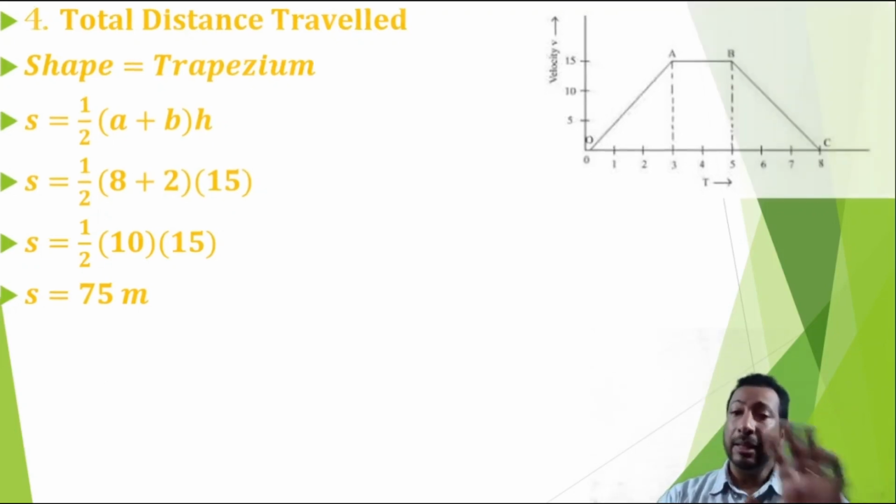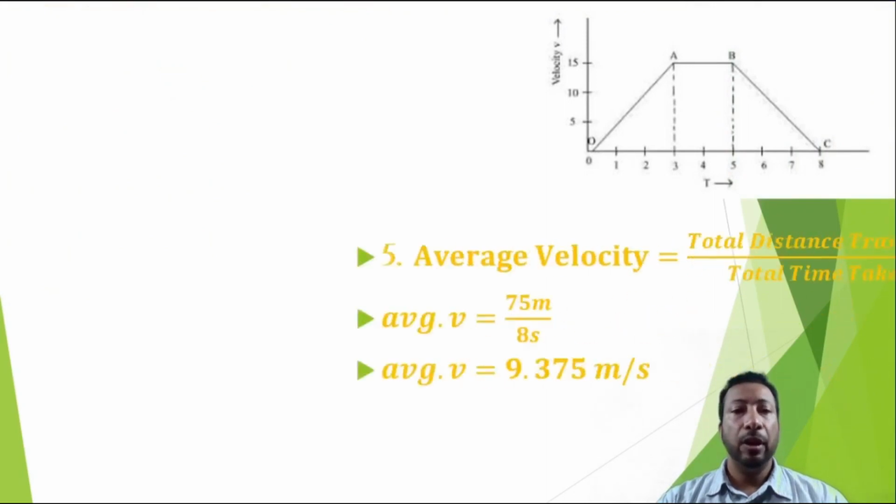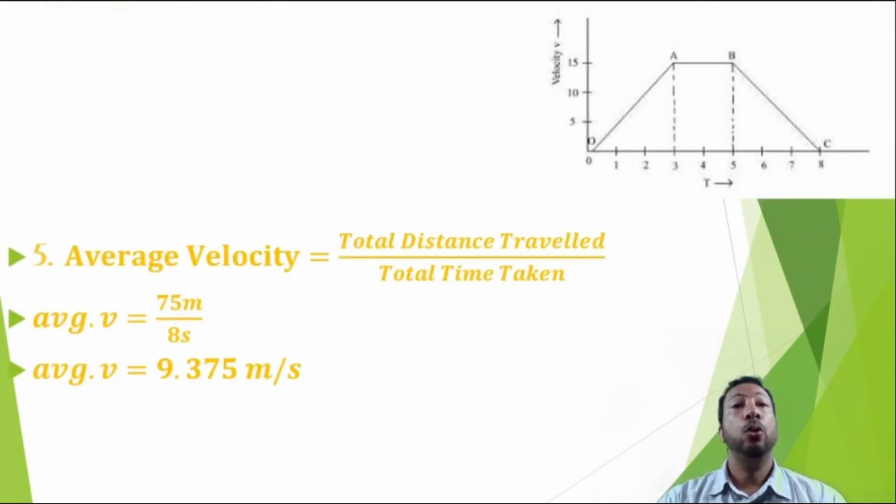So, next, the average velocity. Well, what is average velocity? Average velocity is the total distance traveled divided by the total time taken. So, what is our total distance traveled? As we found, it is 75 meters. What is our total time taken? Right from our graph, that is 8 seconds. So the average velocity will be 75 meters divided by 8 seconds, and that gives us 9.375 meters per second. Rounded off to 2 decimal places, 9.38 meters per second.